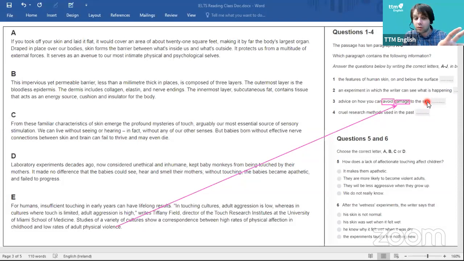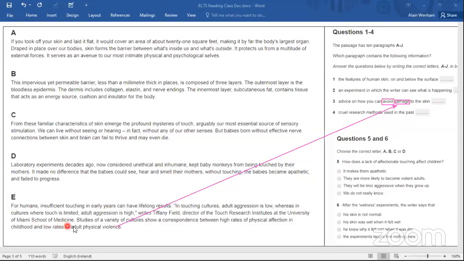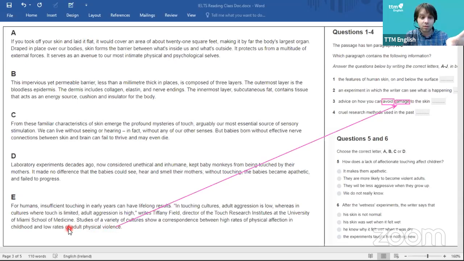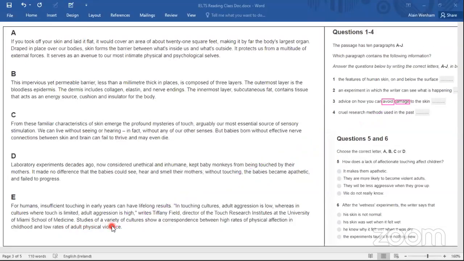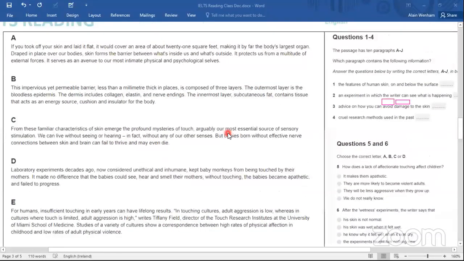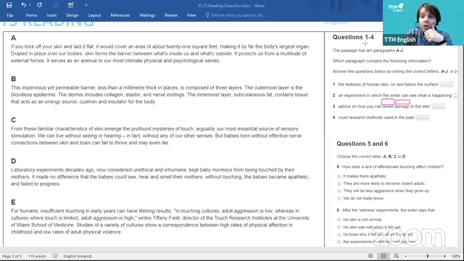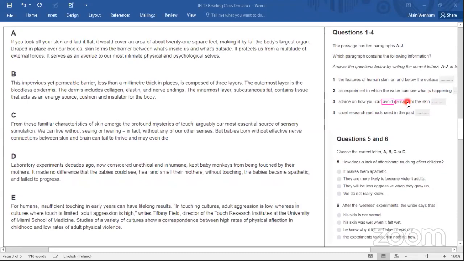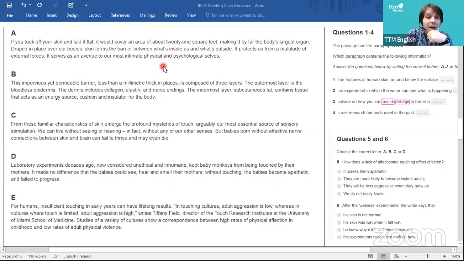Skin. Okay. Is that saying anything about violence to skin? No. Violence is different from damage. Okay. Anuj, you had a question. A, sir. Okay. Where's the synonym? So it protects us from a multitude of external forces. Okay. But remember we have avoid. No, the damage. It protects us from a multitude of what?